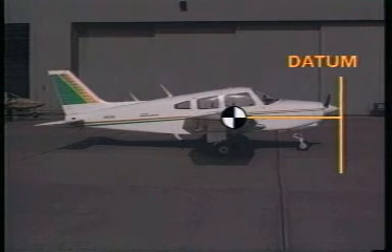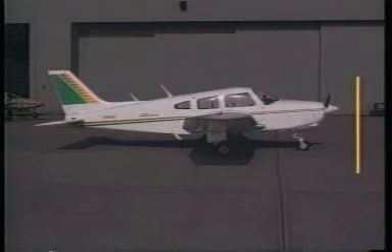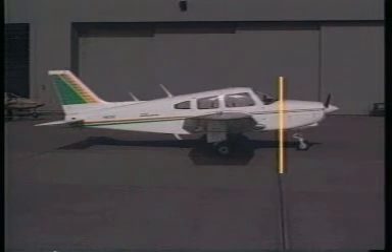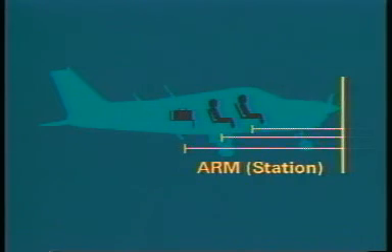The datum can be set anywhere the manufacturer chooses. Some popular locations are a point ahead of the airplane, the firewall, or the leading edge of the wing. For this airplane, it is located at the nose. The center of gravity for every component is located in relation to this point. The longitudinal distance in inches from the datum is called the arm or station.